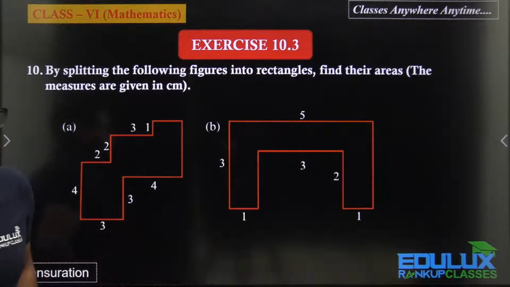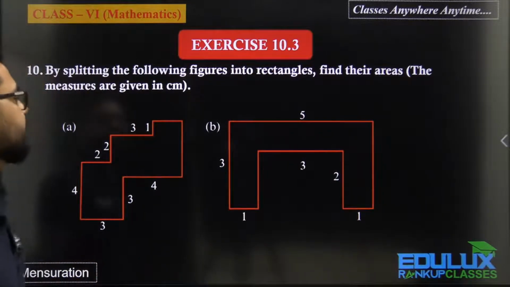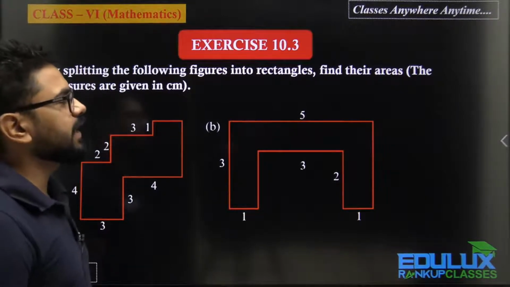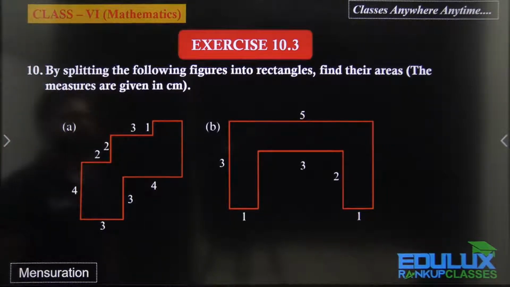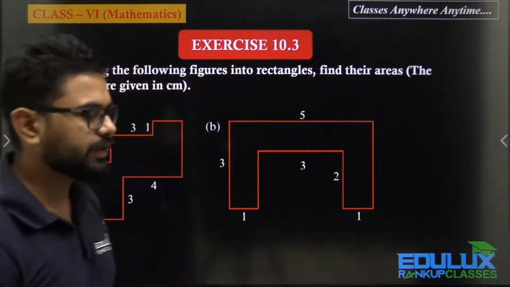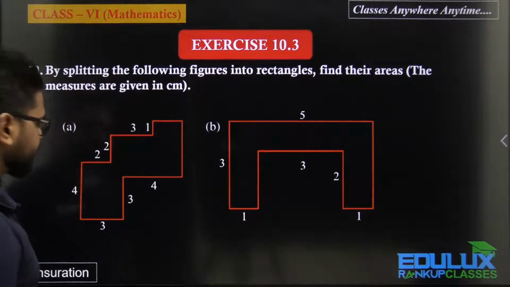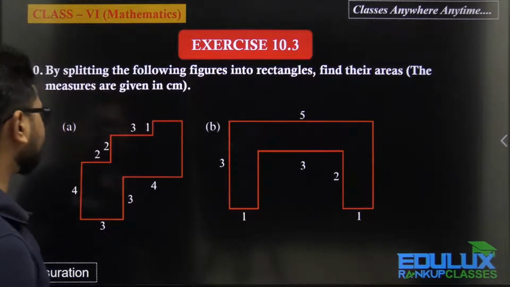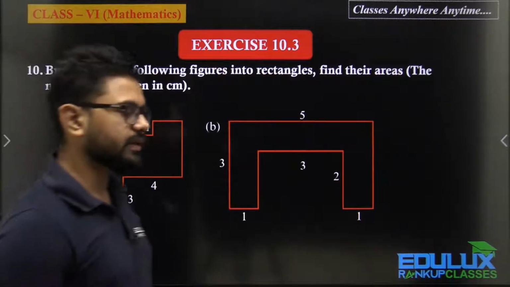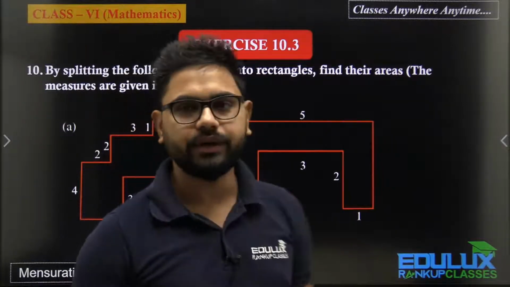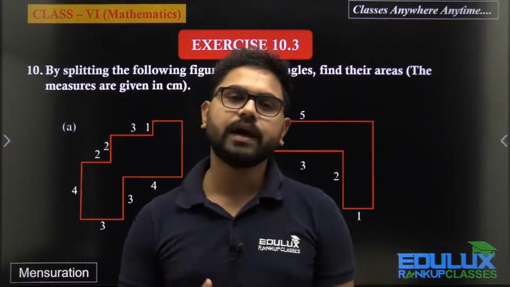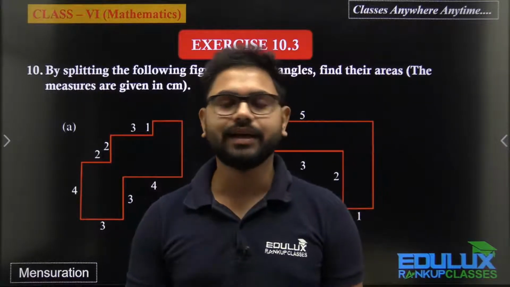So here's the question, and please solve this question. It is given that by splitting the following figures into rectangles, find their areas. The measures are given in centimeters. So we are given some dimensions here and we need to find the area of these figures. Clear, students? We first of all have to find the length and the breadth of any rectangle to find the area of that rectangle. To find the area of any rectangle, we require its length and breadth.